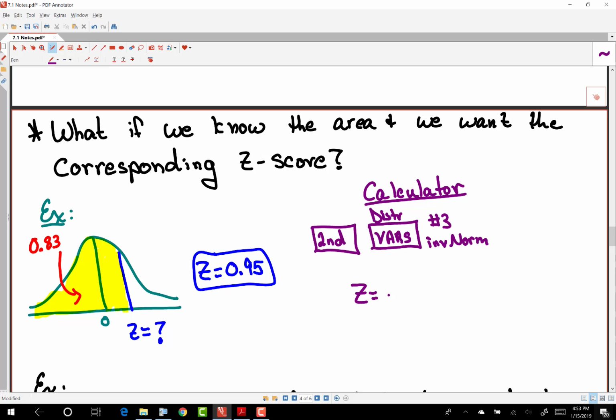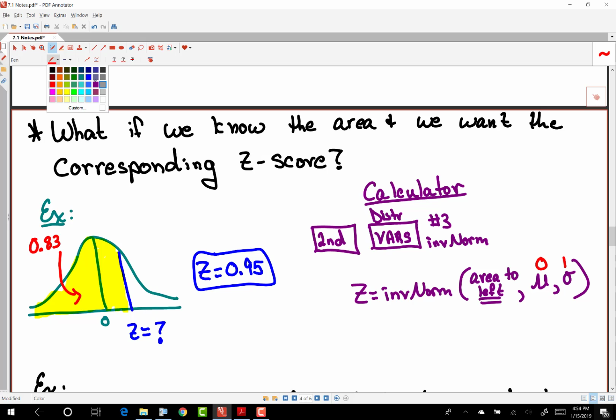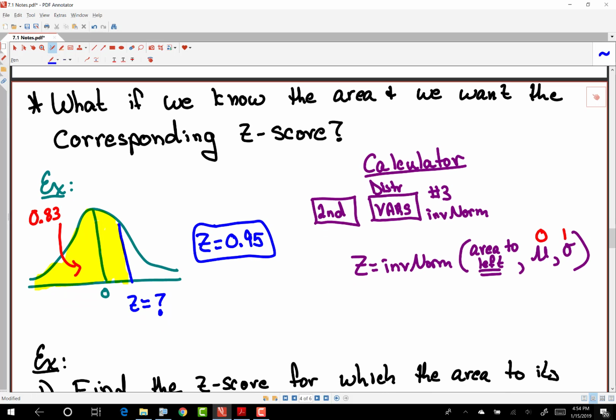And so to get that z-score, you're going to use the inverse normal, and you're going to enter 3 numbers. And the 3 numbers that you enter are the area to the left. It has to be to the left. That's important. The mean and the standard deviation. Now, for the standard normal distribution, the mean is 0 and the standard deviation is 1. But we're going to talk in the next section about distributions that aren't standard normal. So this will work for any mean, any standard deviation, as long as you have the normal curve. But for these, it's going to be 0 and 1. So let's redo this problem using the calculator. We should get the same number. Okay, so z is going to be the inverse normal.